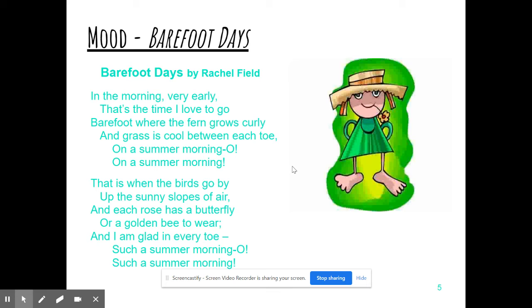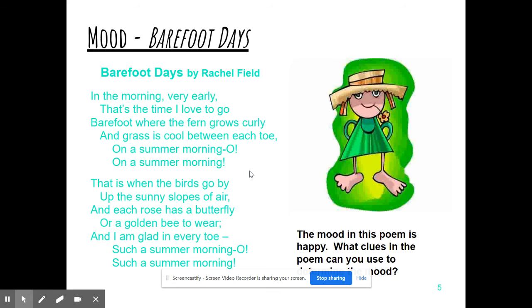Okay, so what do you think the mood is of this particular poem? We know that it's not a sad poem or an angry one. It's talking about loving to go and the grass being cool between your toes and the birds and the sunny slopes. So the mood of this poem is going to be happy.